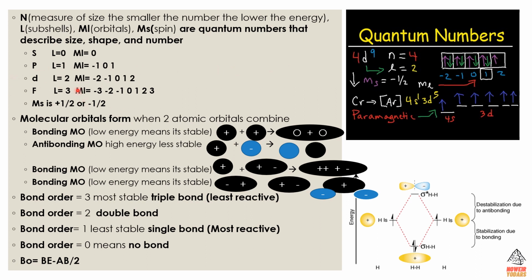Next you have d. d is numbered as l equal to 2, so ml ranges from -2 to 2. There are 5 spots where you can place 10 electrons, because remember, each spot can have a maximum of 2 electrons. And then lastly, f is l equal to 3, and ml is from -3 to 3.